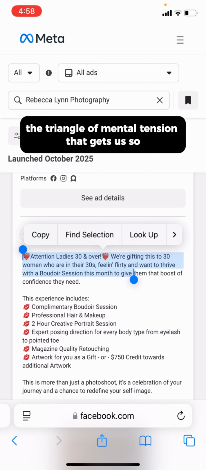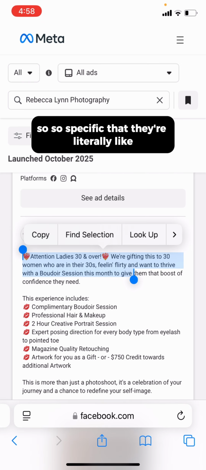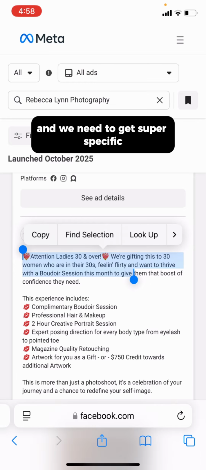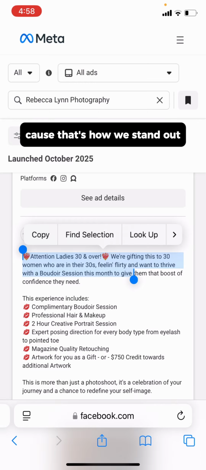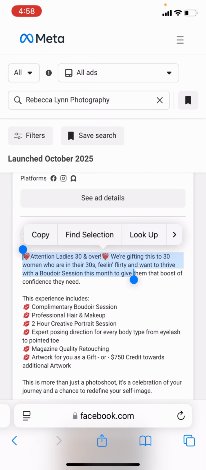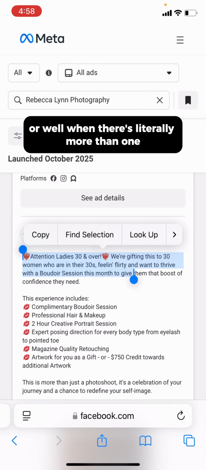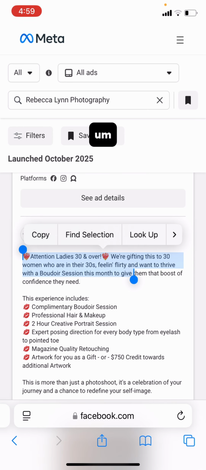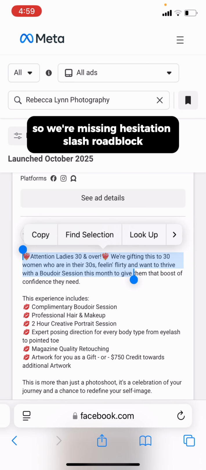The triangle of mental tension that gets us so specific that they're literally like, oh my God, no one's ever spoken to me like this before. And we need to get super specific because that's how we stand out when there's more than one competitor in the market. Or, well, when there's literally more than one person in a market, we got to get specific to stand out. So we're missing hesitation / roadblock.